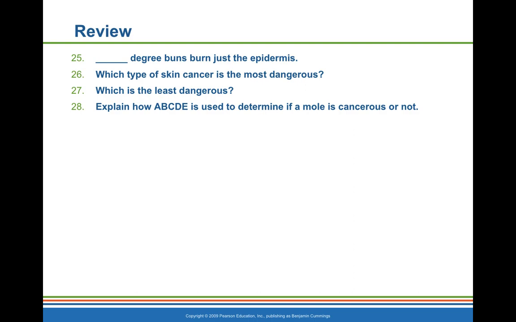Number 28, explain how A, B, C, D, and E is used to determine if a mole is cancerous or not. A stands for asymmetrical. So if a mole does not have an equal left and right side, essentially, if you couldn't draw a line right down the middle of it and it's bigger on one side than the other, that's a sign that it could potentially be cancerous. But if it's symmetrical and you can kind of draw a line right down the middle and there's an equal left and right side, then it's not something they generally are going to be as worried about. B stands for border irregularity.